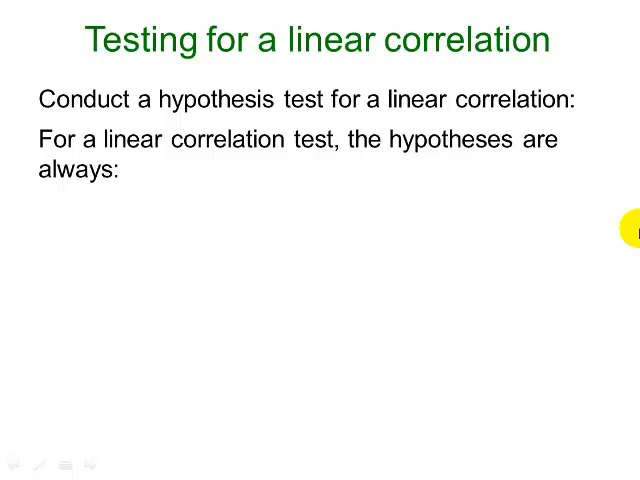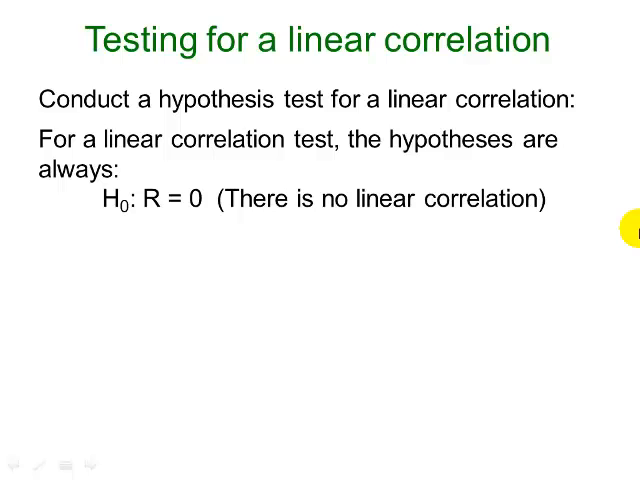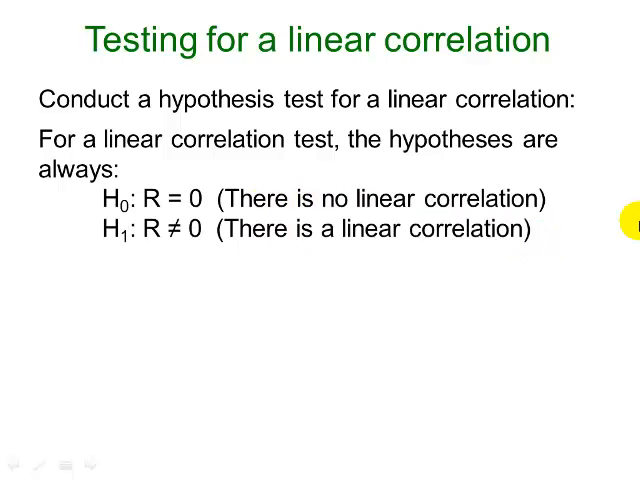Now these tests are a little bit easier because we don't have to do very much work to come up with our null and alternative hypotheses. For linear correlation tests, the hypotheses are always like this. The null hypothesis is that capital R equals 0, saying there's no linear correlation. The alternative hypothesis is that R is not equal to 0, and that implies that there is a linear correlation.